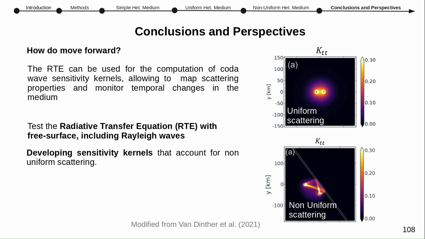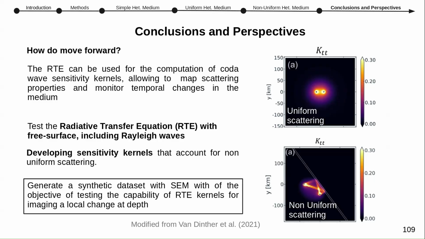At this point, we think that it's important to test the radiative transfer equation, even considering, for example, a free surface, including Rayleigh waves, and taking into account the effect of non-uniform scattering, which has been highlighted, for instance, in the paper that I'm showing here. This could be very important to build a sensitivity kernel which could better constrain the properties of the propagating medium. In this case, and I will conclude, we show that the sensitivity changes a lot if we include some heterogeneities in some part of the medium. And so with this, I conclude.